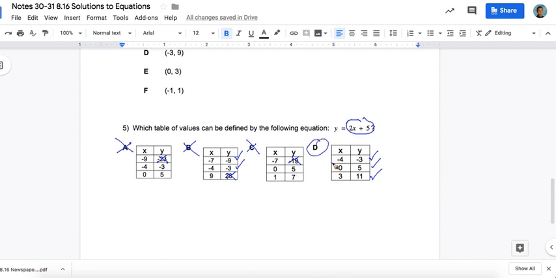So when you're doing these type problems, make sure you check all the x values and see if it gives you the correct y value. And that means all these ordered pairs, if I put them together, all these ordered pairs would lie on the graph of this line. That concludes our notes on solutions to equations.